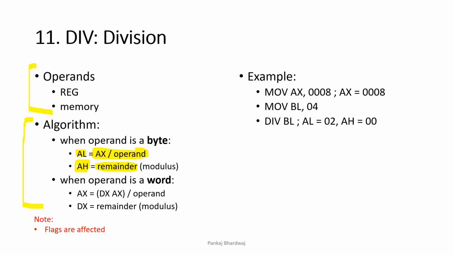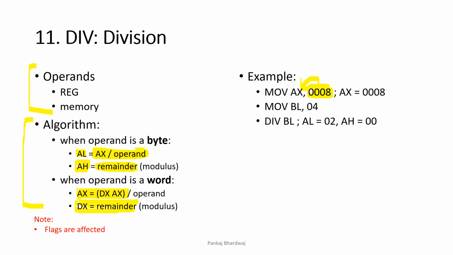If the remainder is available, then it will be stored in AH after the division. Similarly, if it is a 16-bit word, then the operand will be available in DX. DX:AX divided by the operand, and that will be stored in AX, and the DX after the operation will give you the remainder. For example, 0008 is moved into AX.